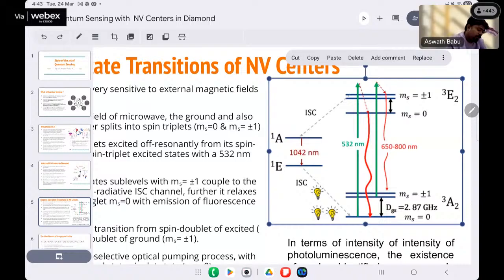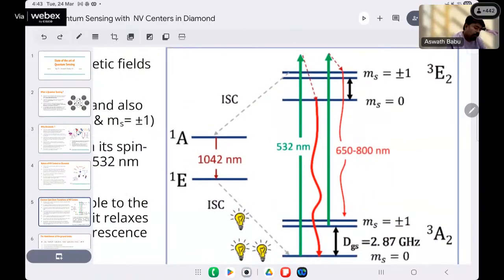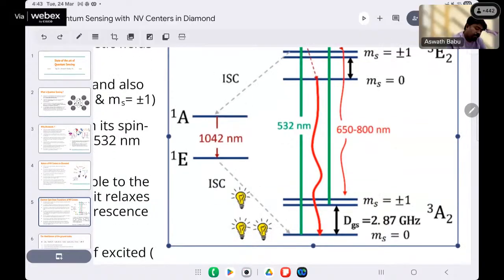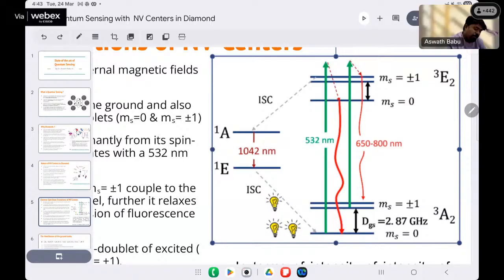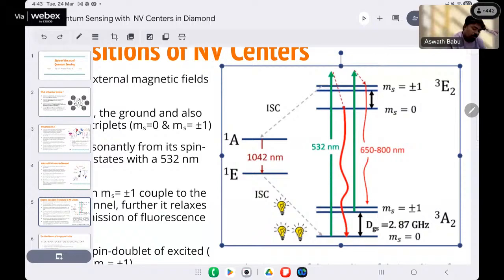The transition states are between E and A, which are about 1000 nanometer separation. In terms of wavelengths, the energy separation is mentioned. Now, because of the external magnetic field, the ground state E is split into 3 ground states, and the excited state A is split again into 3 excited states. So how is it splitting, and what should be the representation for the ground state?